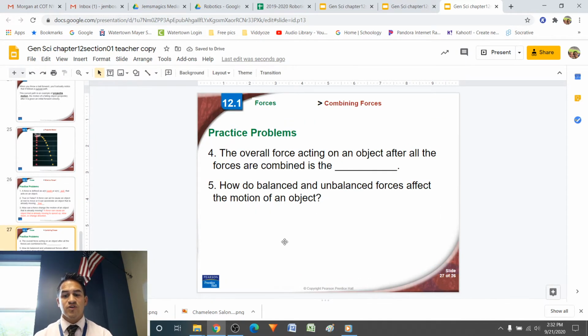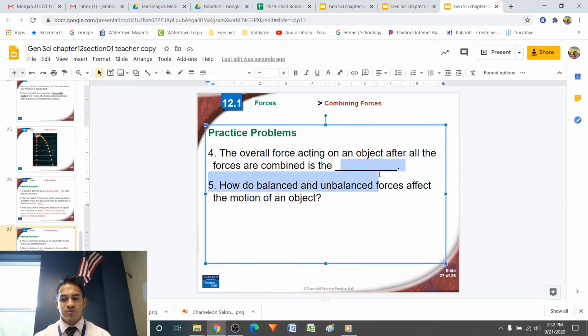All right, number 4, the overall force acting on an object after all the forces are combined is the blank. So this, again, was in the slides. This is called the net force, which is basically the resultant force of all the force vectors that we have added together.